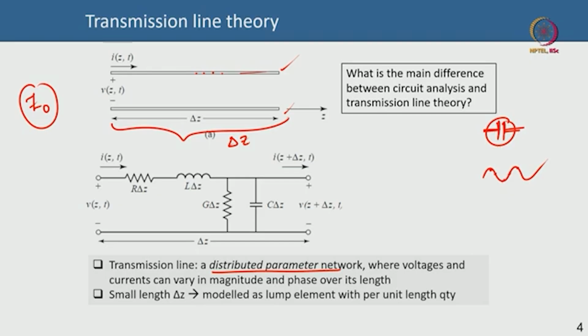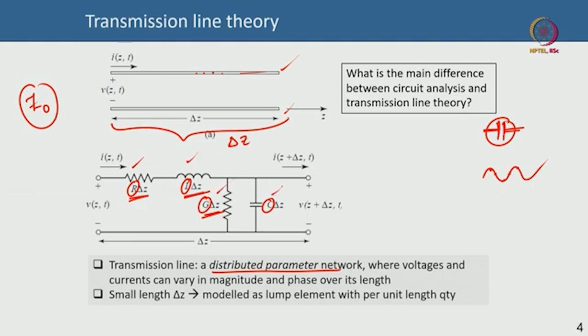For that, we have to take help of certain things. R is the resistance per unit length, L is the inductance per unit length, G is the conductance per unit length, and C is the capacitance per unit length of the transmission line of this particular segment delta Z. Now, if you multiply them with delta Z, then you get the total resistance, total inductance, total conductance, and total capacitance.